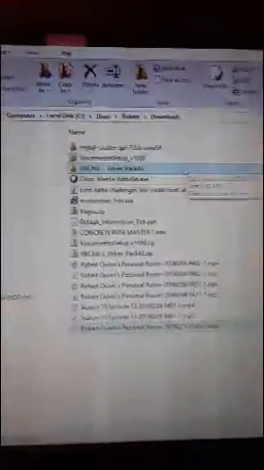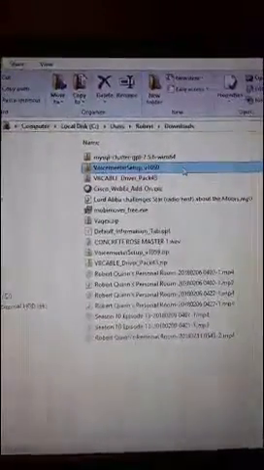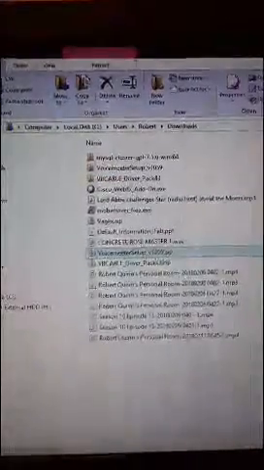This is the virtual cable driver you need. This is your Voicemeeter Banana. Both of those are free downloads. They give you zip files that you got to unpack.